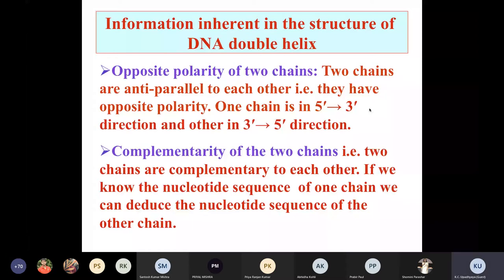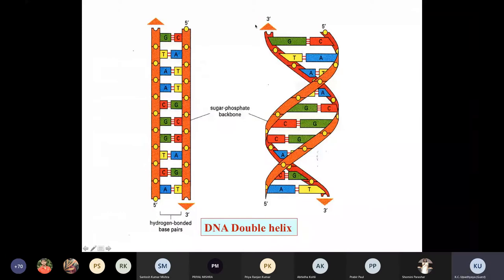And then these two chains are complementary. This is called complementarity. This chain is complementary with this chain. So basically what it means is that if we know the nucleotide structure of one chain, we can predict the nucleotide structure of the other chain. When Watson and Crick proposed the structure, they also proposed, because this is the genetic material and it has to be transmitted to daughter cells, that it has to be replicated. And they proposed this thing.